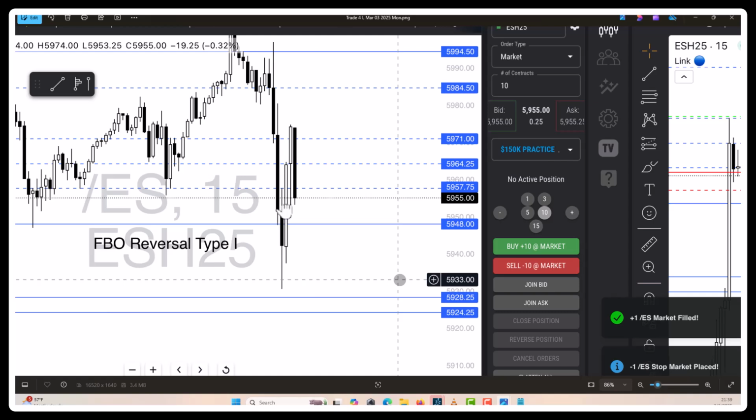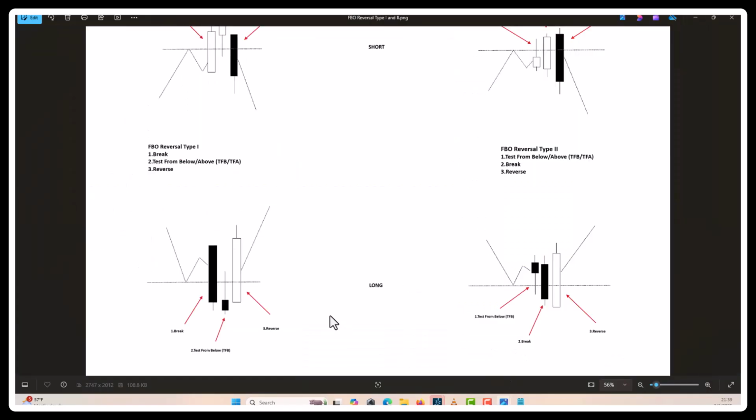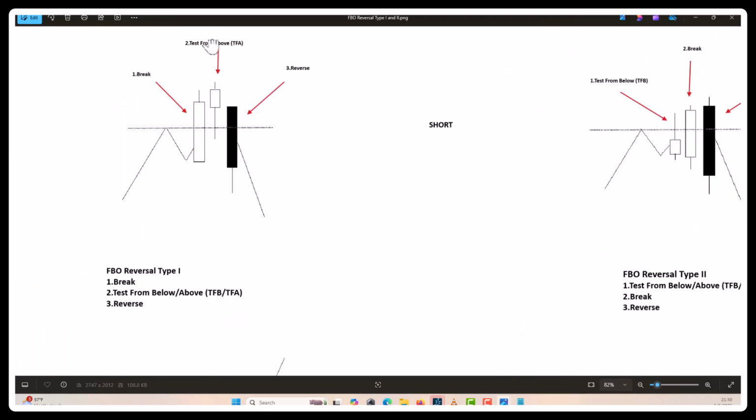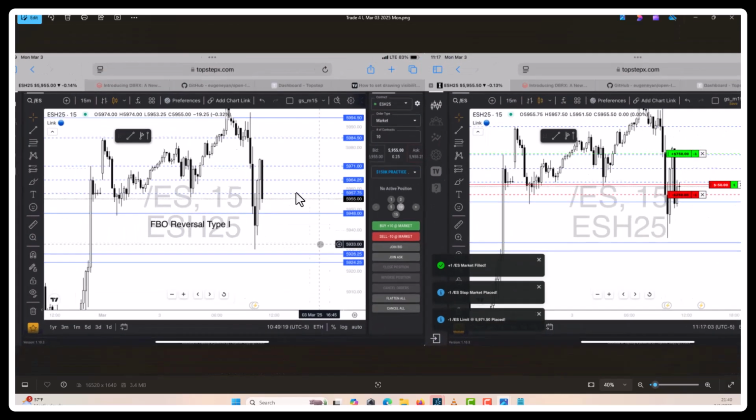You mark the high right there. As soon as it breaks the level, it tests from above, that's like boom, it's reversed. So this is called a type 1 reversal right there. Look at the type 1 reversal, the setup we have right here. The short setup is right here. Break, test from below, boom, reverse. So we see that setup. We didn't take the short. We took profit right here on trade number 3. But the short, we didn't engage on the short at all.